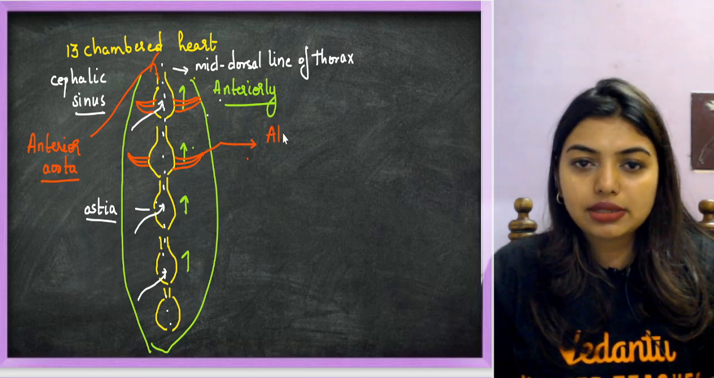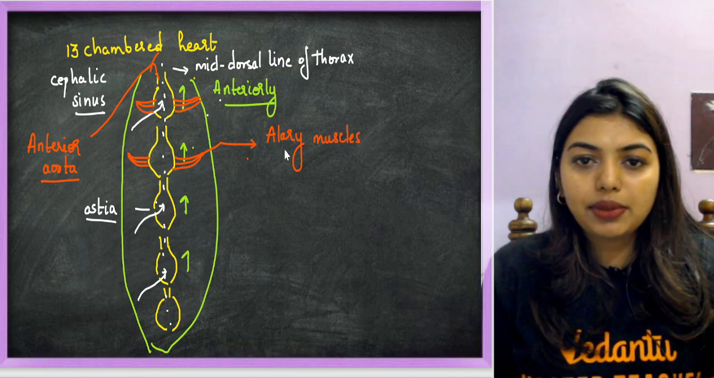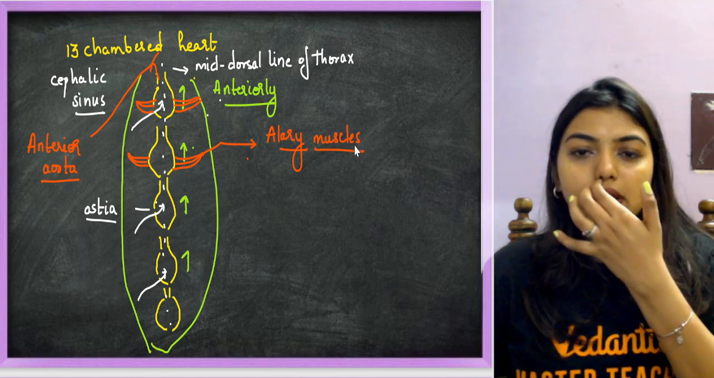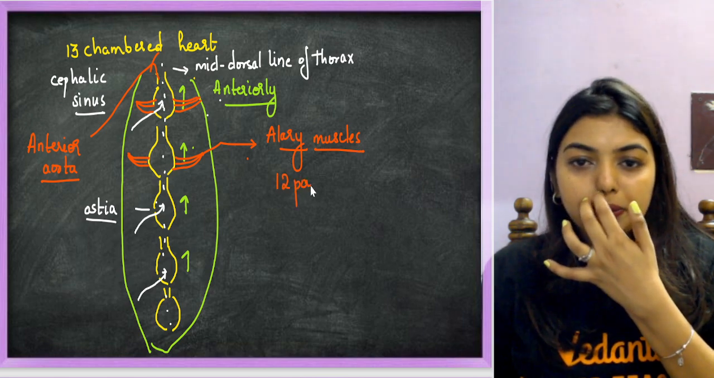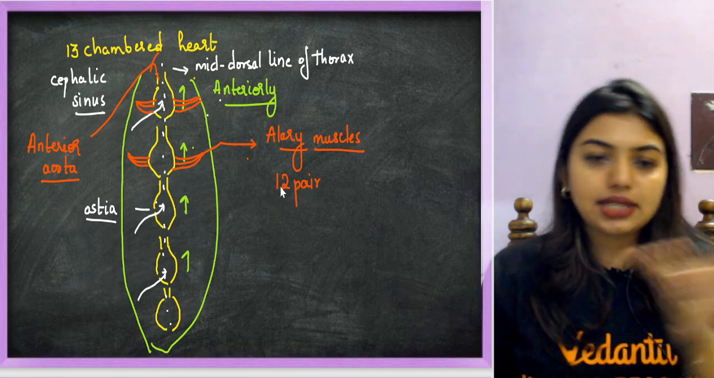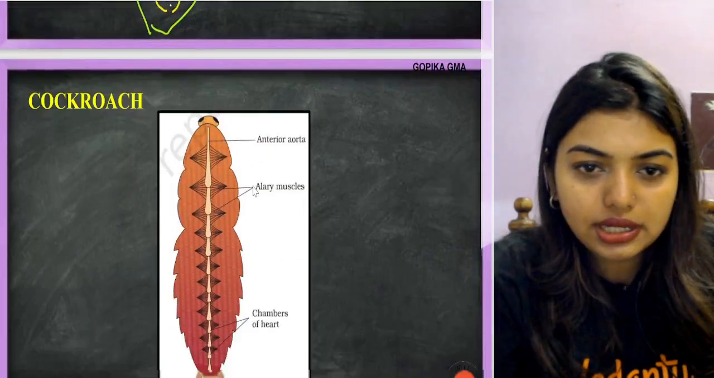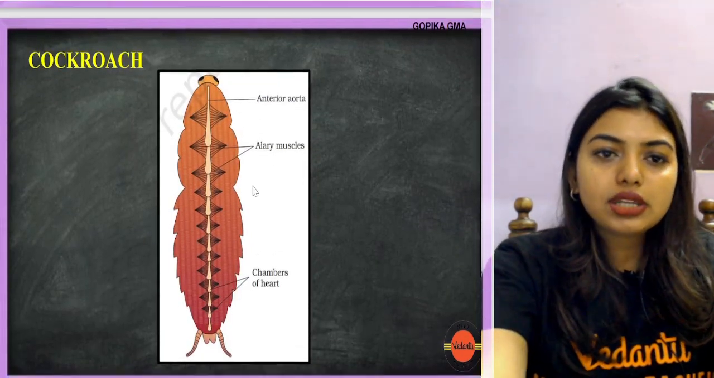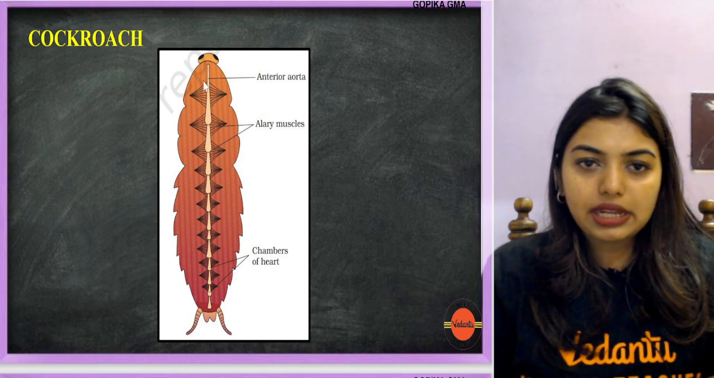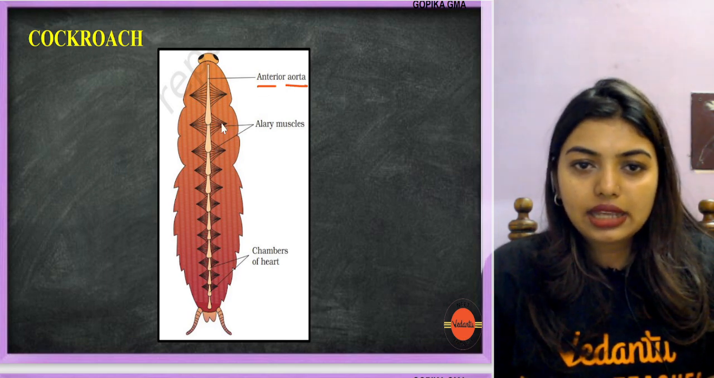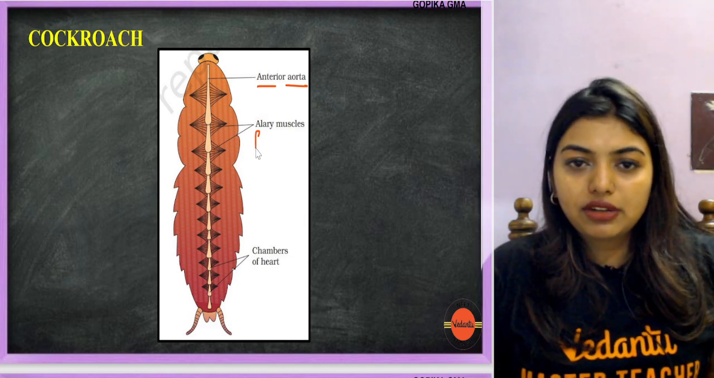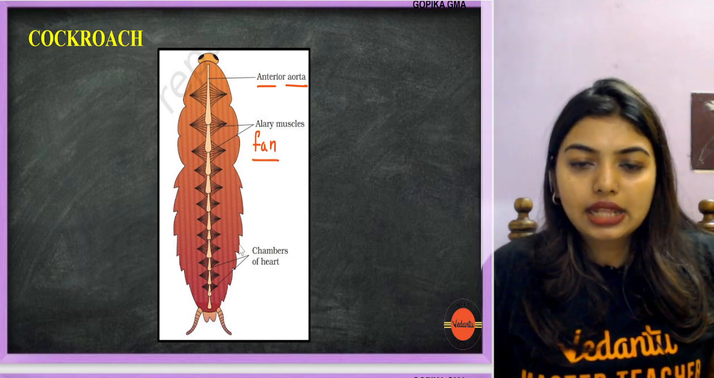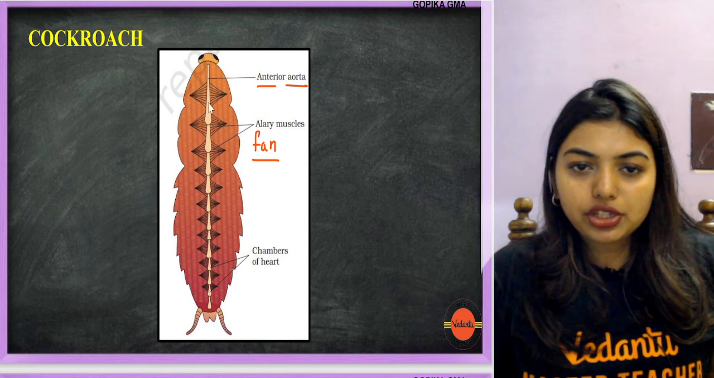So these are alary muscles which will hold and help the heart. How many of them? 12 pairs are there, on either side. I'll show you the diagram, and you'll be able to understand. See, look at this. The anterior aorta is here, which is the main aorta, and then they have alary muscles. Can you see them? Not funnel, fan-shaped muscles, and then you can see the chambers on the heart.